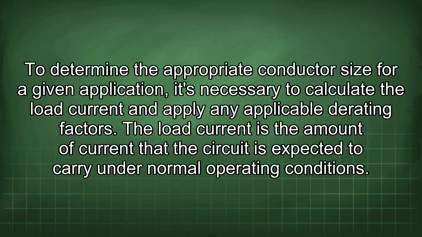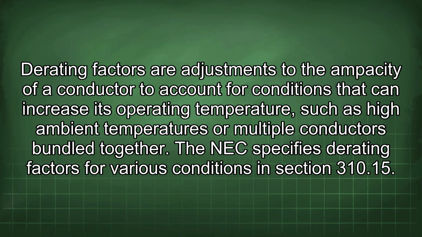To determine the appropriate conductor size for a given application, it's necessary to calculate the load current and apply any applicable derating factors. The load current is the amount of current that the circuit is expected to carry under normal operating conditions. Derating factors are adjustments to the ampacity of a conductor to account for conditions that can increase its operating temperature, such as high ambient temperatures or multiple conductors bundled together. The NEC specifies derating factors for various conditions in section 310.15.